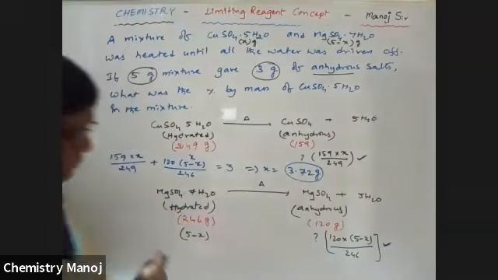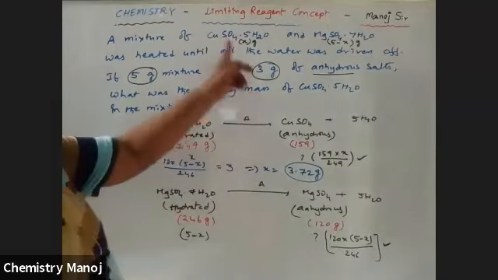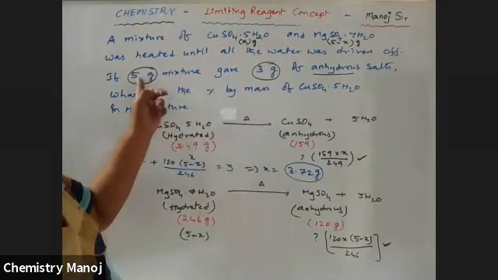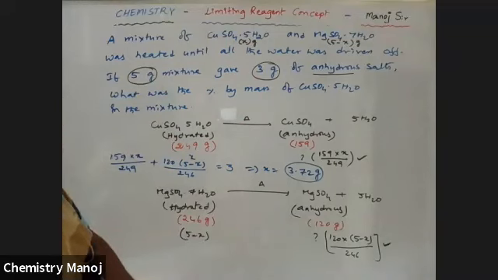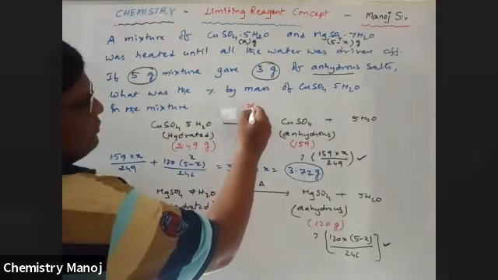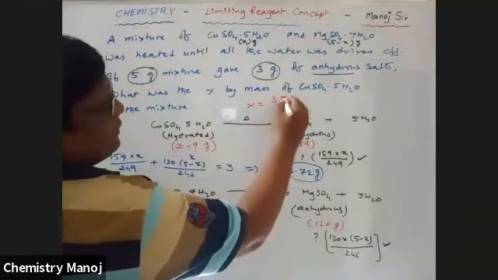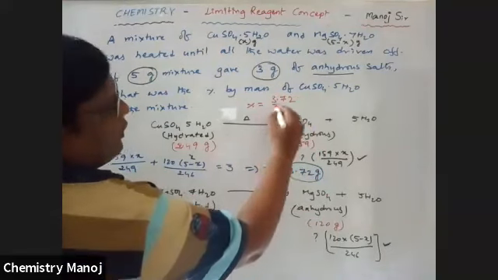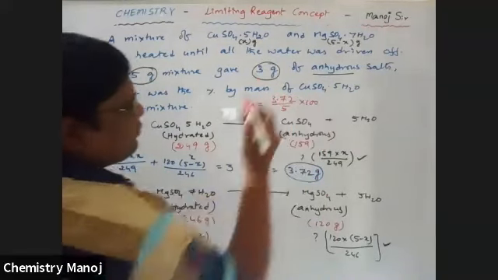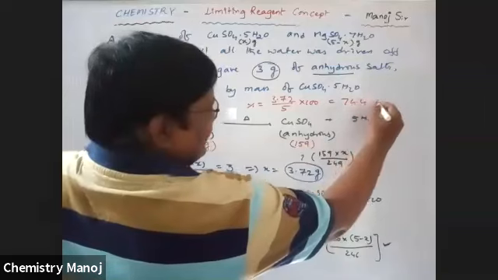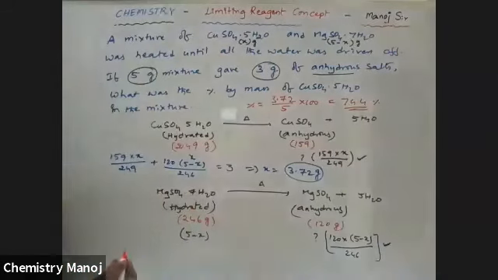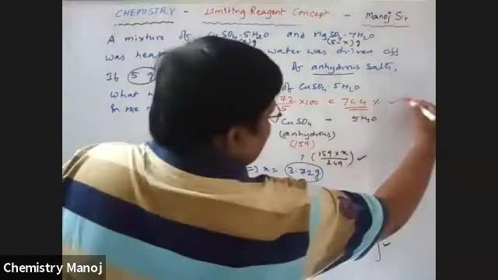3.72 grams. That is weight of CuSO4·5H2O. Among these 5 grams, 3.72 grams is CuSO4·5H2O. Now we want to calculate percentage weight. How to calculate percentage weight? Percentage weight of that element is equal to weight of that substance by total weight into 100. So that is 74.4%. This is the final answer.